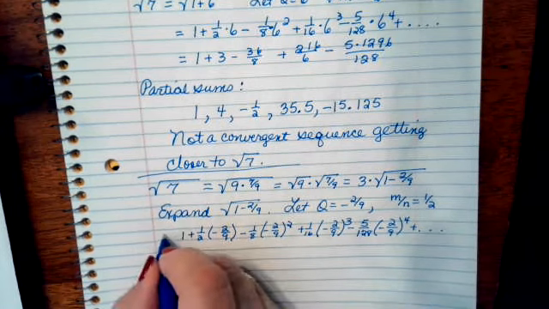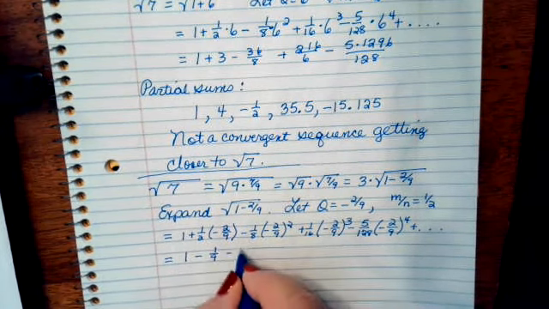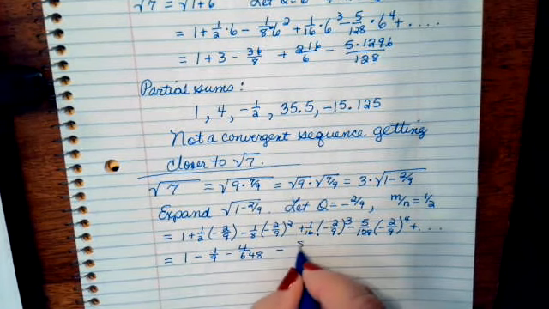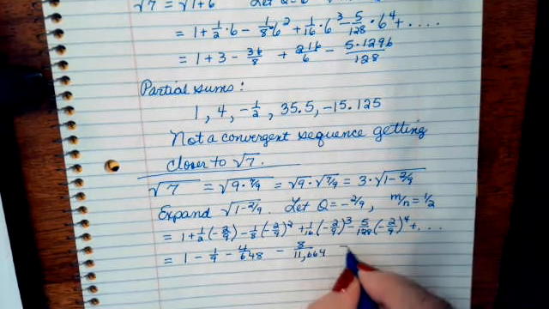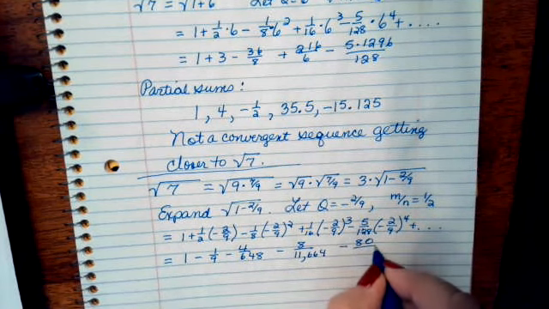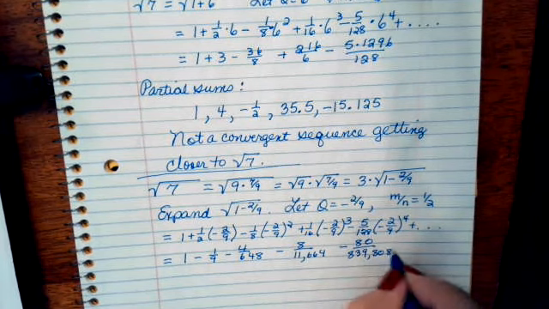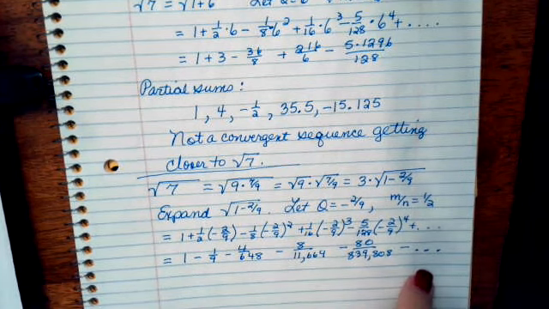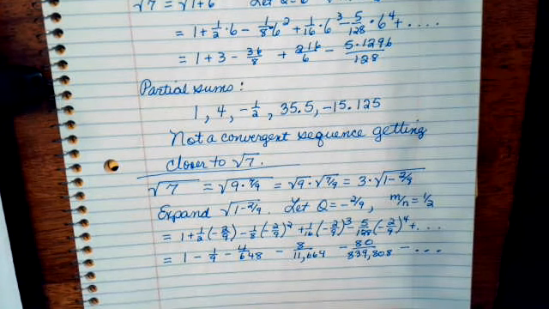And when I do the arithmetic, I get 1 minus a ninth minus 4 over 648 minus 8 over 11,664 minus 80,000 over 839,808 minus ... Now notice this one's not an alternating series. So this is going to converge from one side.